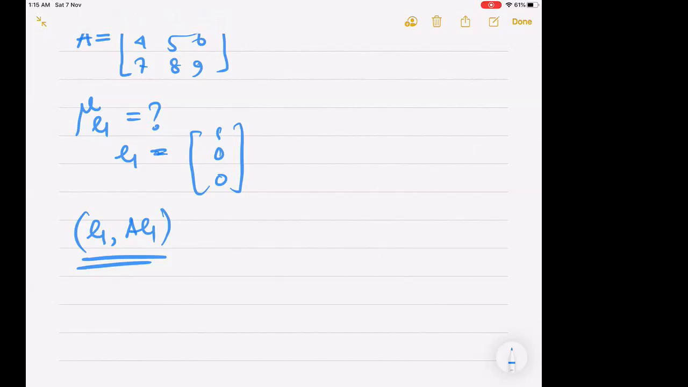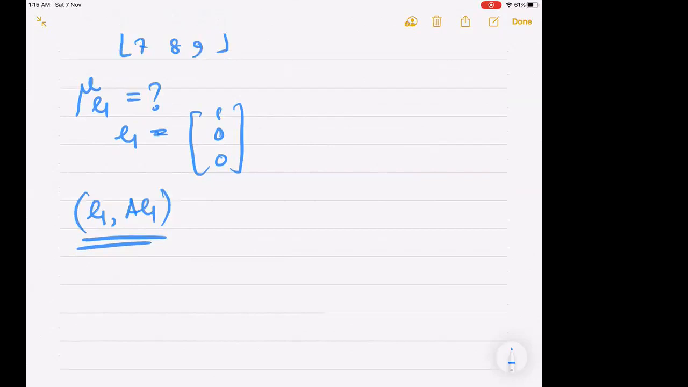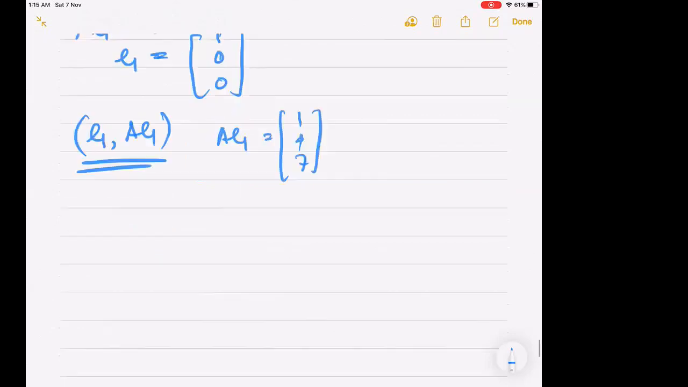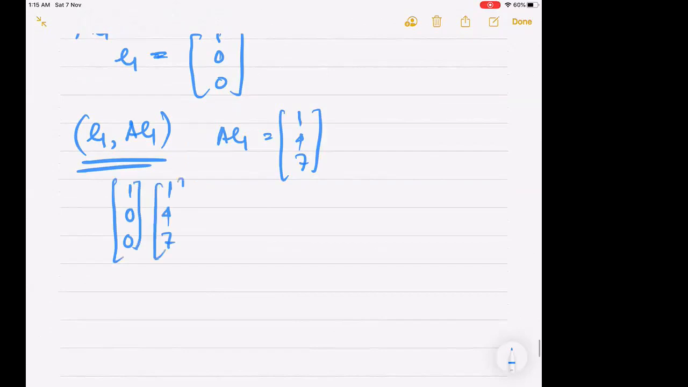What is this in this particular case? Well, AE1 is equal to 1 4 7. So what are these two vectors? I have 1 0 0 and I have 1 4 7. Of course, they are linearly independent. Their non-trivial linear combinations cannot go to 0. So the minimal polynomial of E1 cannot be degree 1, and I have to move to a higher degree.